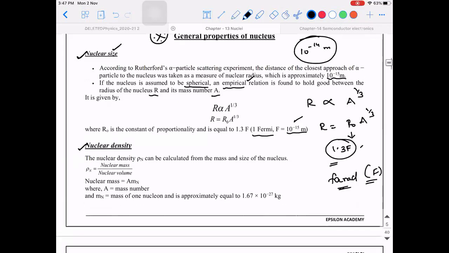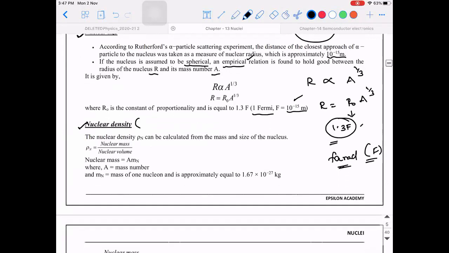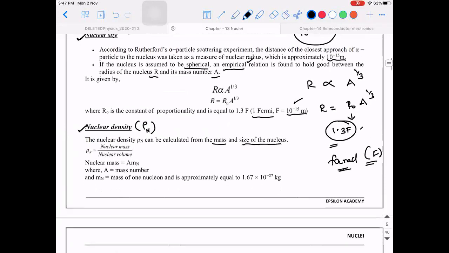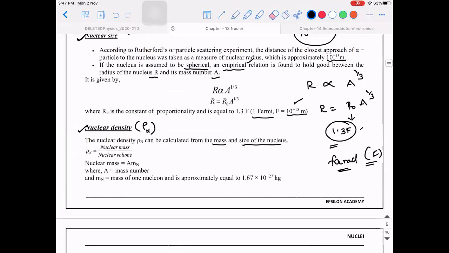Okay. So next comes the concept of nuclear density. As we know, when we speak about density here, we are not trying to speak about its charge density. We are trying to speak about its mass density. So nuclear density can be calculated from the mass and the size of the nucleus. The size of the nucleus is given by the previous topic.